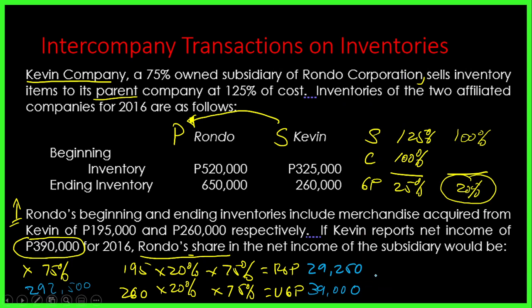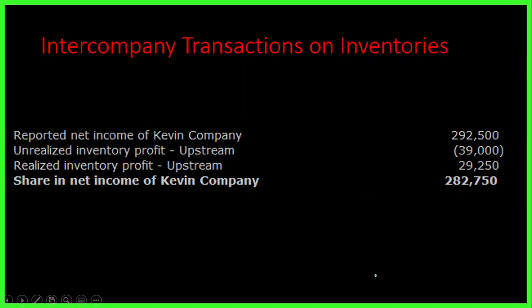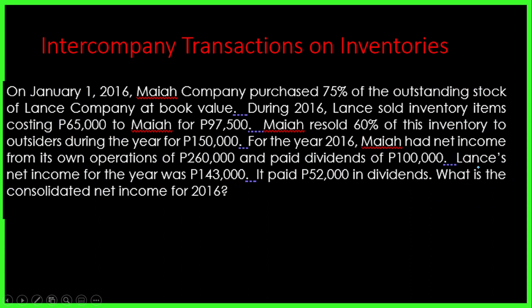Ayan. So, tama. Ayun. 292. Then, na-compute na natin yan kanina. 39 for the unrealized gross profit and 292,500. Ayan. And this is now the answer for that problem: share in the net income of Kevin Company. Okay po. Now, let's continue.